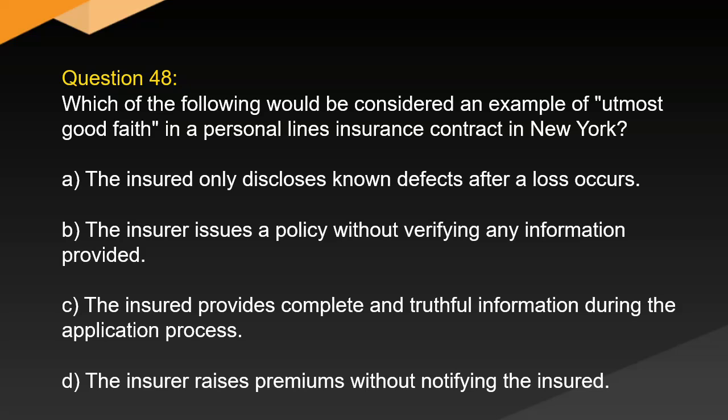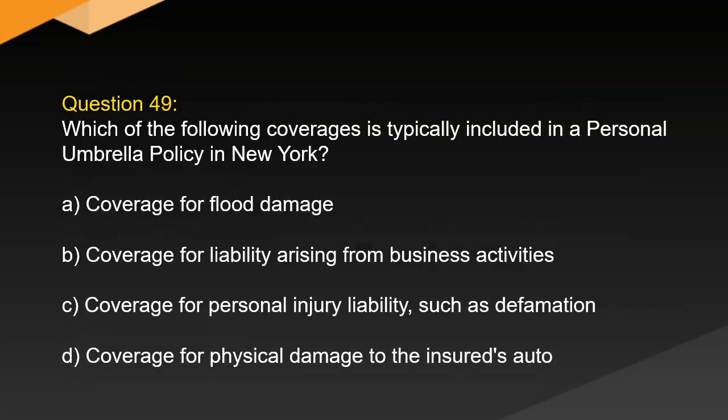Question 48. Which of the following would be considered an example of utmost good faith in a personal lines insurance contract in New York? A. The insured only discloses known defects after a loss occurs, B. The insurer issues a policy without verifying any information provided, C. The insured provides complete and truthful information during the application process, D. The insurer raises premiums without notifying the insured.